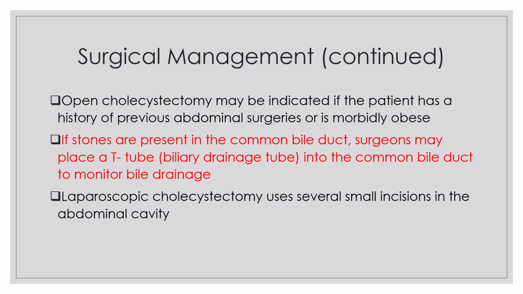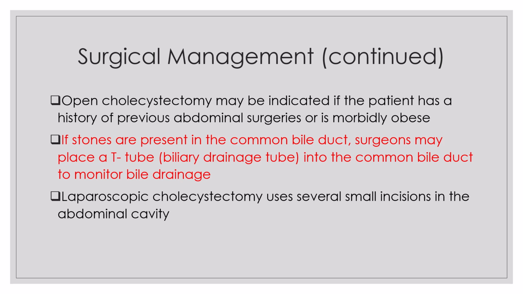So ladies and gentlemen, please listen up, and then listen up one more time for me. If stones are present in the common bile duct, surgeons may place what we call a T-tube. This is a biliary drainage tube that goes into the common bile duct, and this is what we are going to use to monitor bile drainage, because it's going to take a bit of time for the body to realize that the gallbladder has been removed. So there is still going to be that production of bile.